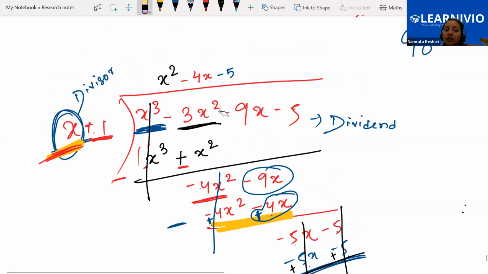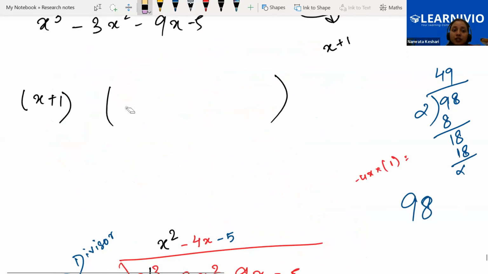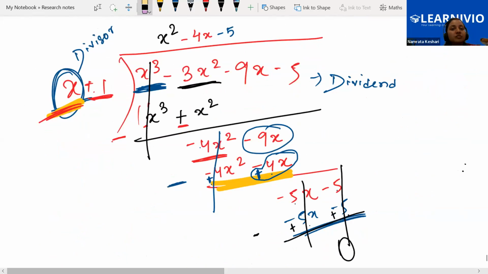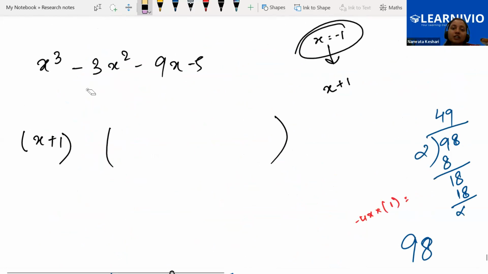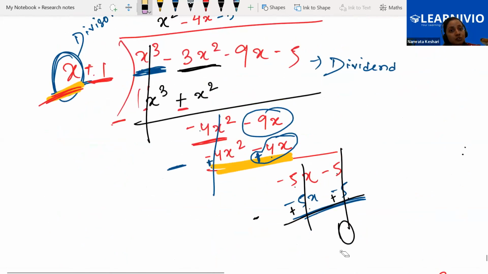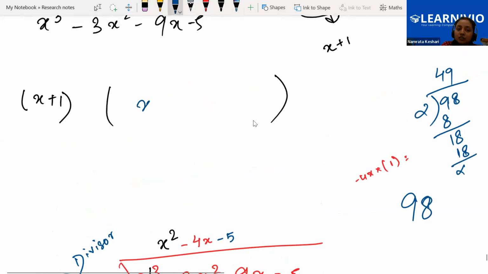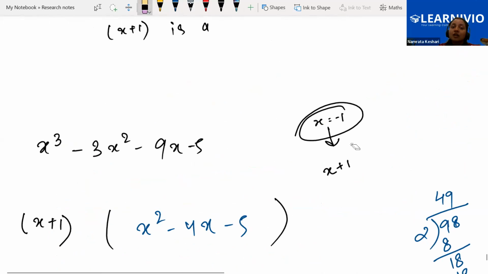At first I said that one factor we already got is x + 1. Where will we get the second factor from? It will come from our quotient, because the remainder has to be 0. x + 1 is a factor of this polynomial, so the remainder has to be 0. We got the second factor too: what is written in the quotient, x² - 4x - 5, is the second factor. See how difficult it is to factorize a cubic polynomial. Only 2-3 questions are there in your NCERT, and if you understand it, in your exam also the same type of question will come, not more tricky than this one.